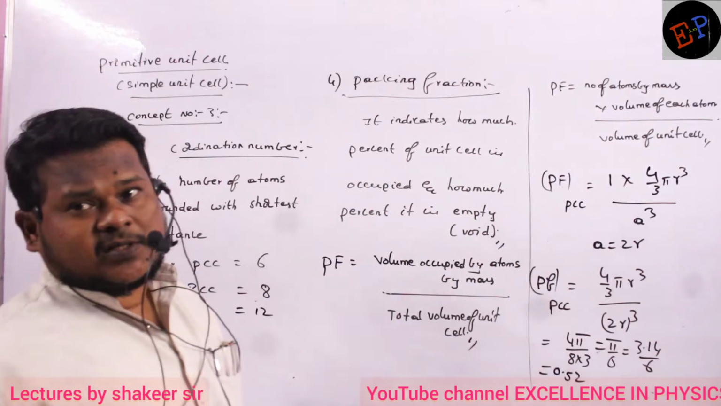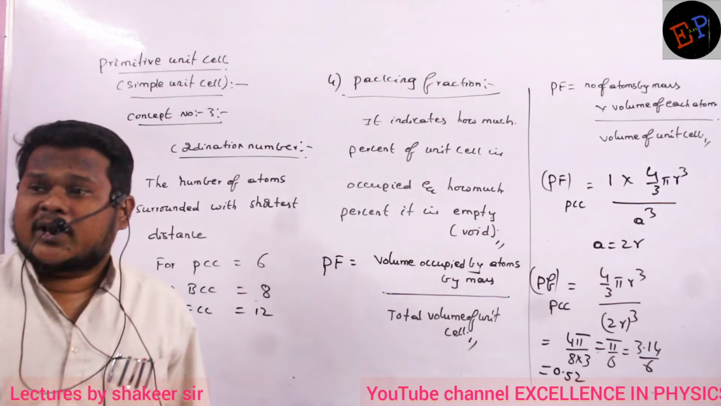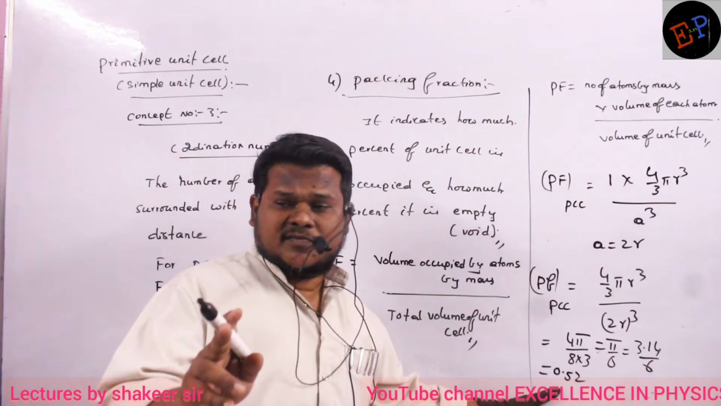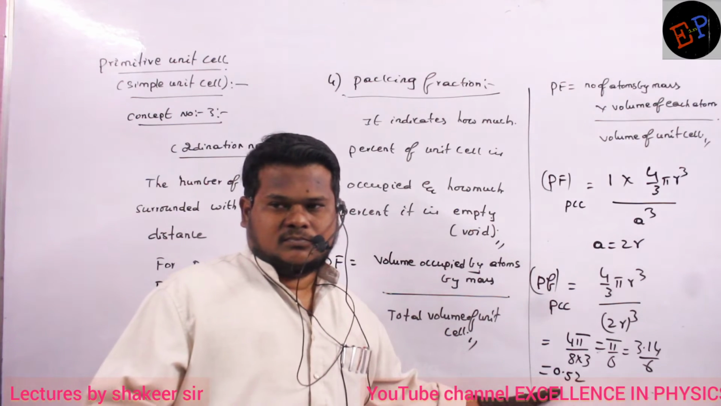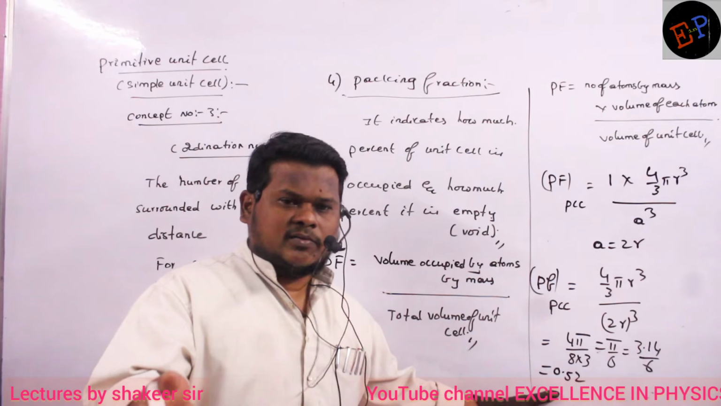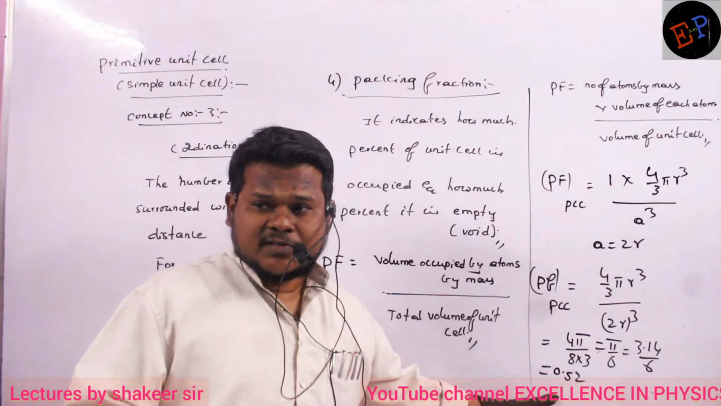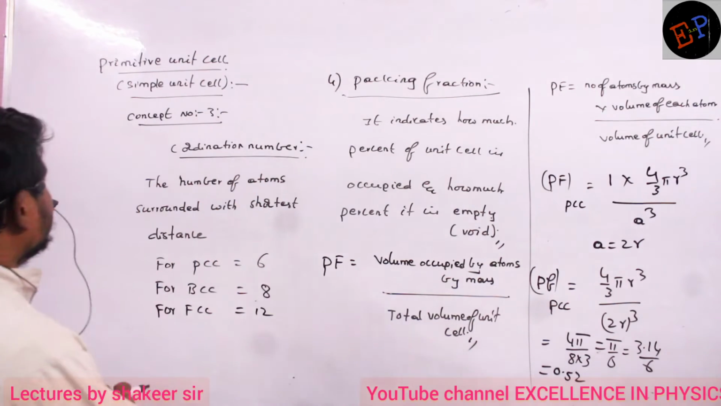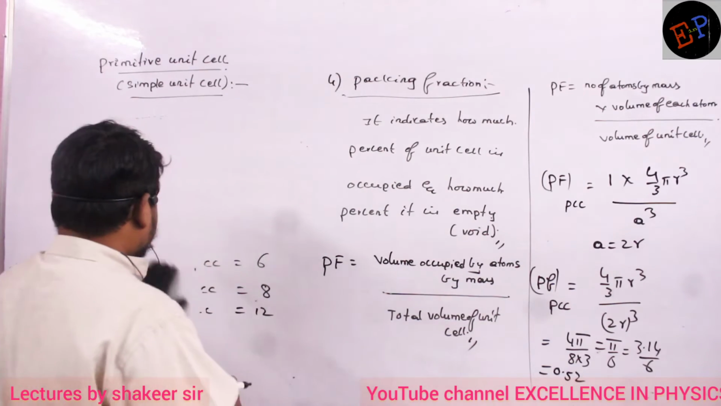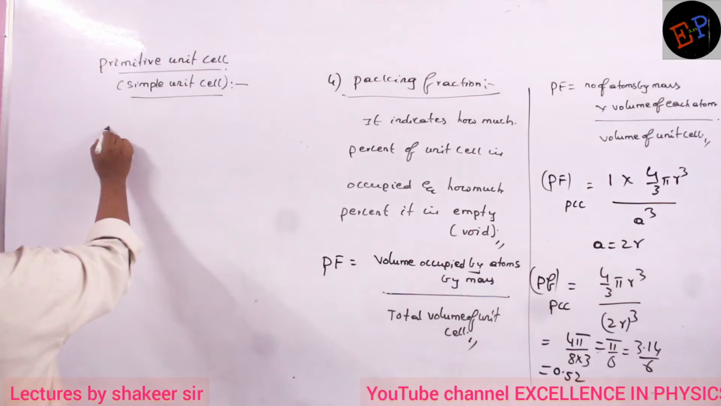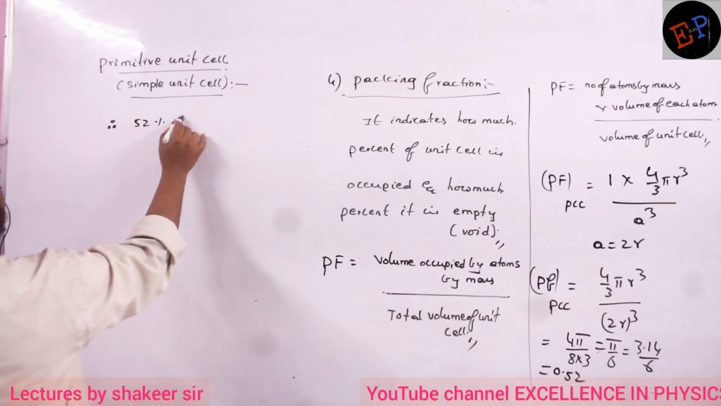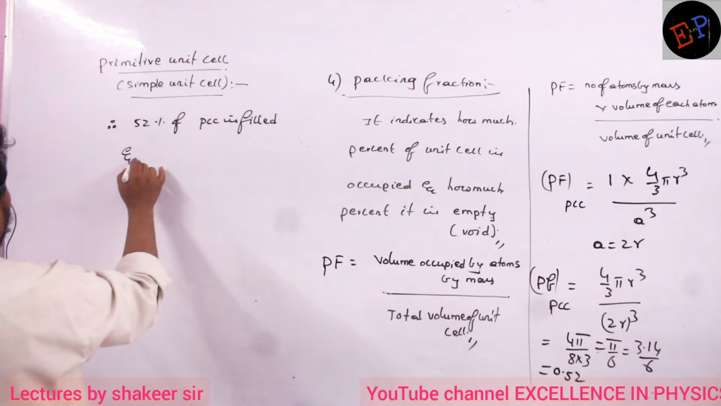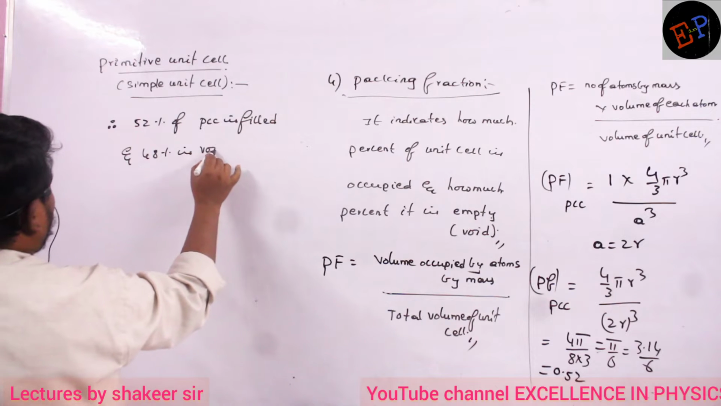So the packing fraction I got is 0.52. 0.52 means 52% of the unit cell is completely filled. How much space is occupied in the primitive unit cell? 52%. Then what is the void space? 48% is the void space. So write down: 52% of PCC is filled and 48% is void.